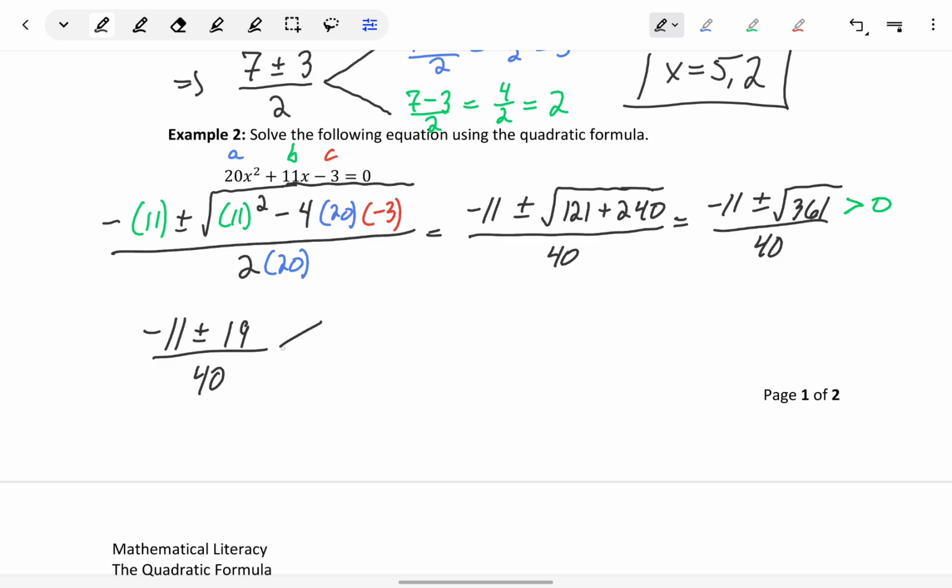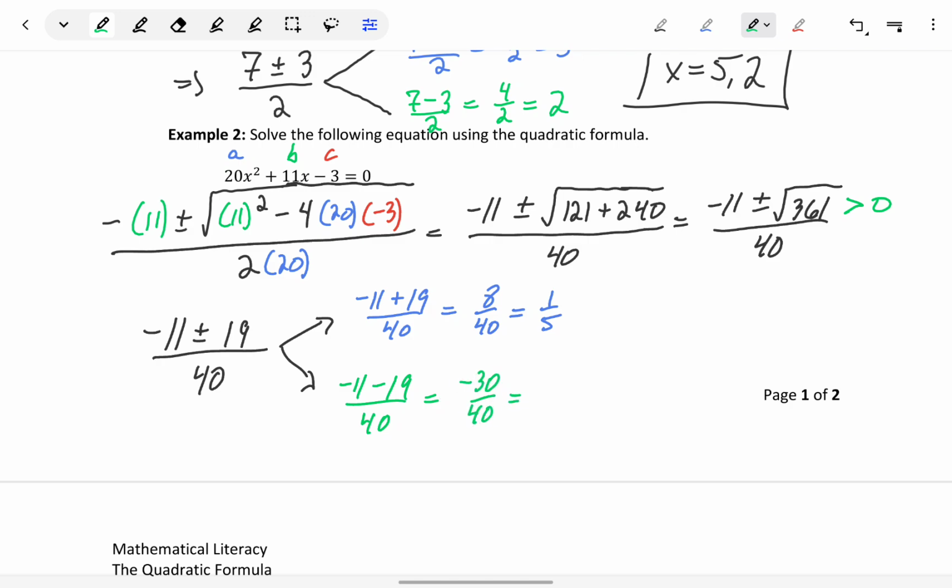And then we'll split this off into the two different expressions that we need to evaluate. Negative 11 plus 19 over 40, and negative 11 minus 19 over 40. The first one will give us 8 over 40, which will reduce down to 1/5. And the second one will give us negative 30 over 40, which will reduce down to negative 3/4. Meaning we have two solutions in this case, as we already knew we would, 1/5 and negative 3/4.